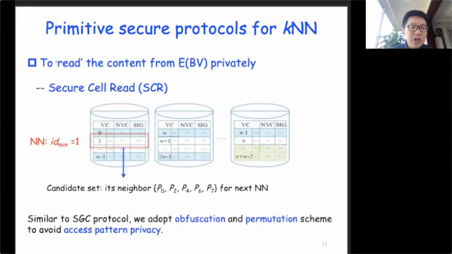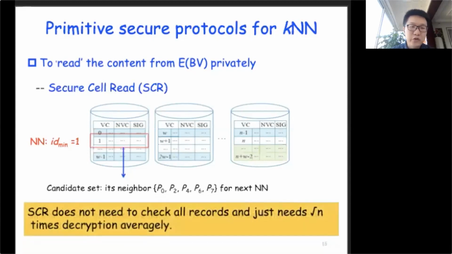Based on the SMC protocol, we can get the point ID of the minimum distance. The secure cell read protocol aims to read the row matching the computed ID from the bucket further. Similar to the SGC protocol, we adopt obfuscation and permutation schemes to avoid access pattern leakage. As shown in the figure, after the SCR protocol, we add the neighbor points into the candidate set for the nearest neighbor computation. SCR does not need to check all records and just needs the square root of n decryptions on average.